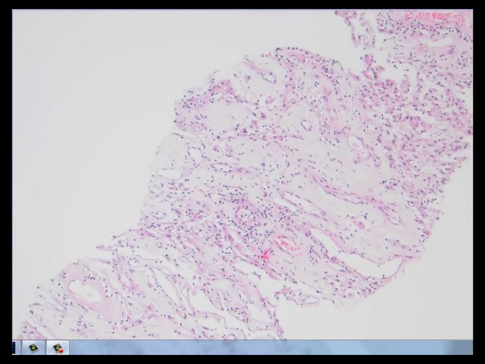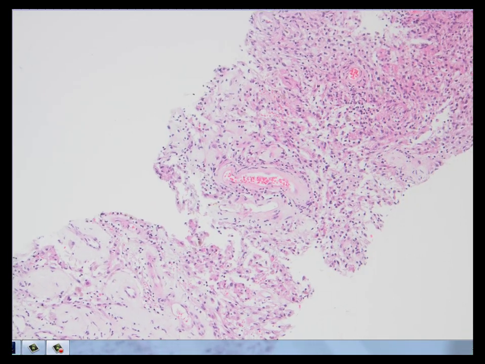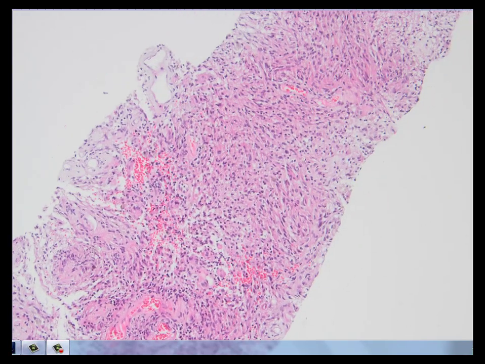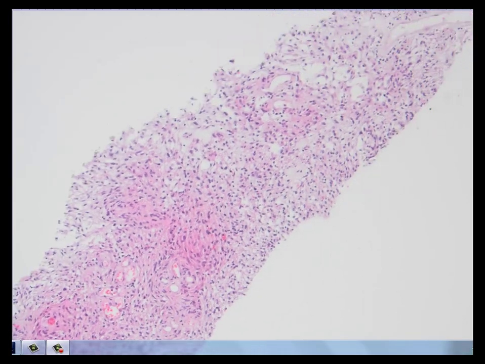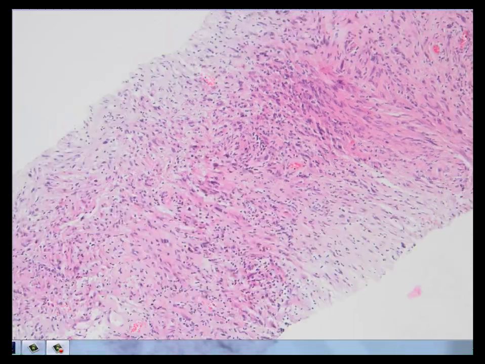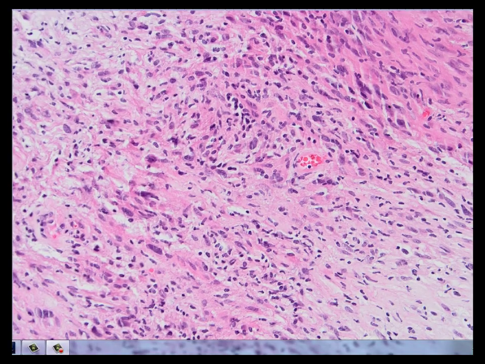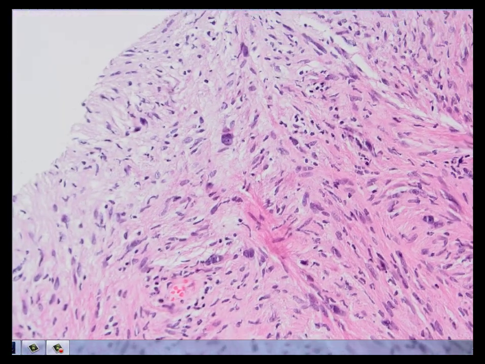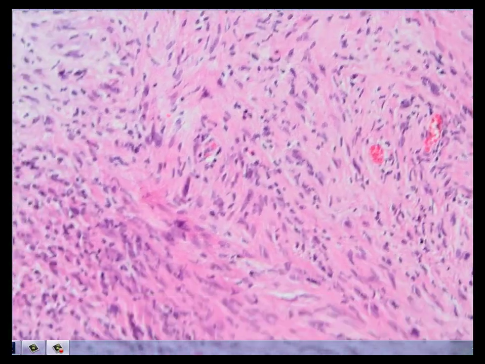hypocellular areas with hyalinization around the vessel, as seen here, and more hypercellular areas of spindle cells, and more degenerative edematous areas like this here, and another cellular area with some hyperchromatic cells, as you see here. They look somewhat hyperchromatic and atypical.